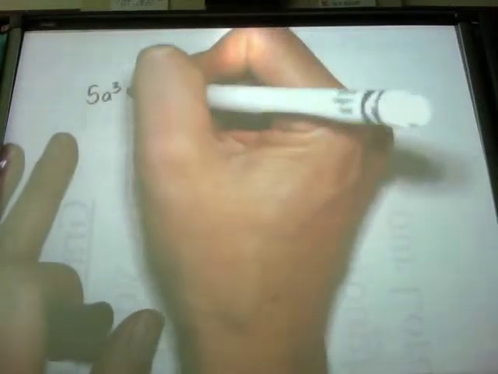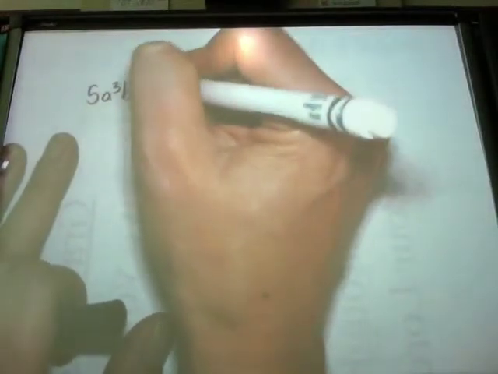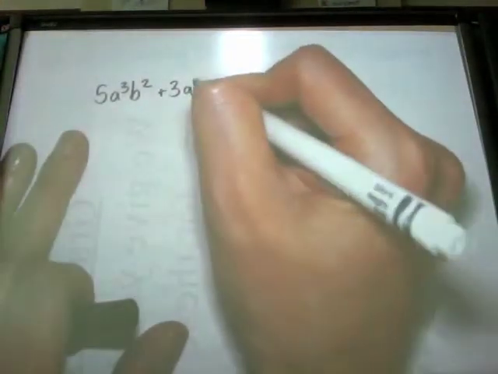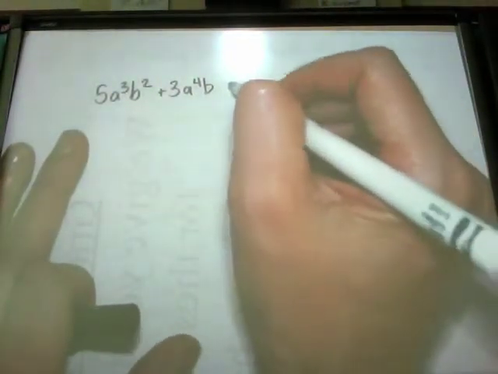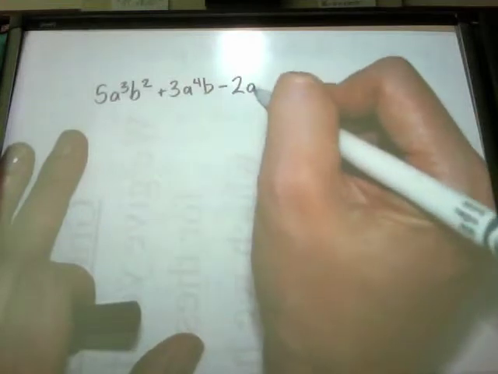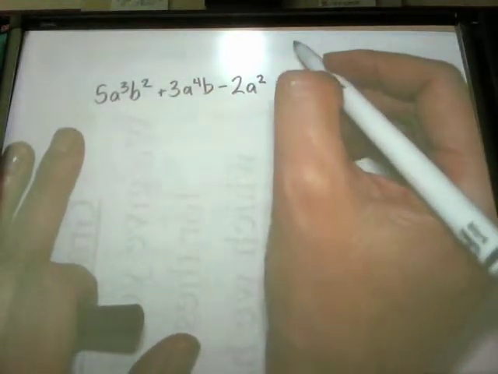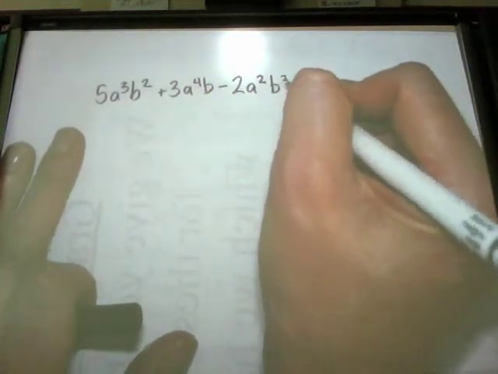Next example. I need to show you a couple just to show you all the different possibilities. 5a cubed b squared plus 3a to the 4th b minus 2a squared b cubed.